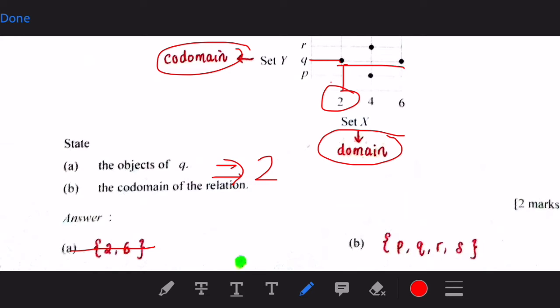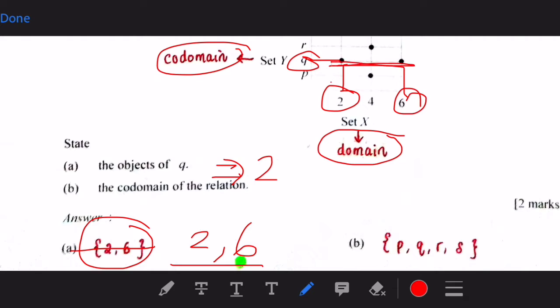Objects of Q, or we have 2, right? So it's 2 and 6. So objects normally we don't write in braces. Okay, we will just write without braces. So objects are 2, 6. We have 2, right? You look at here. We have 2 points here, and then it's showing that the x are 2 and 6.